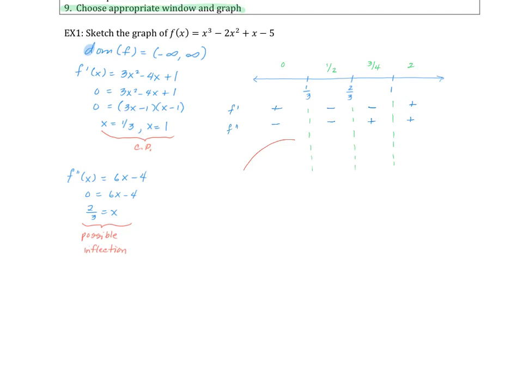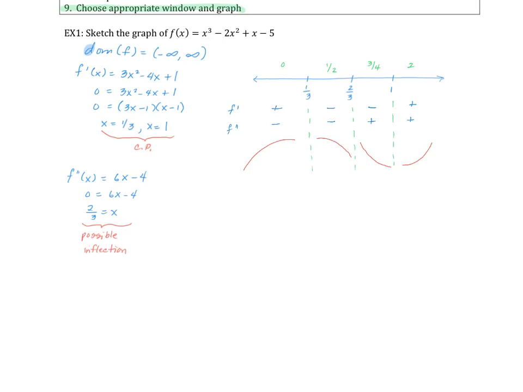Okay? Increasing, concave down. Now from 1/3 to 2/3, they're both negative. So I have decreasing, concave down. From 2/3 to 1, I have a decreasing function, but it's concave up. And then from 1 to positive infinity, increasing, concave up. So that's what the shapes would be.